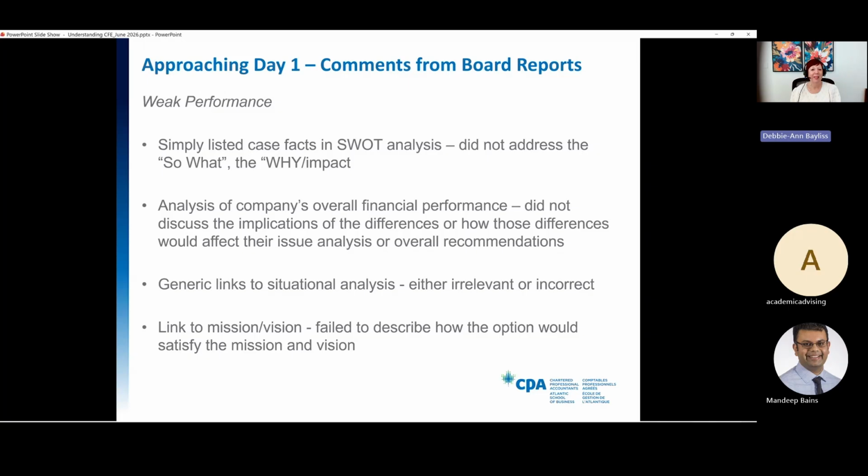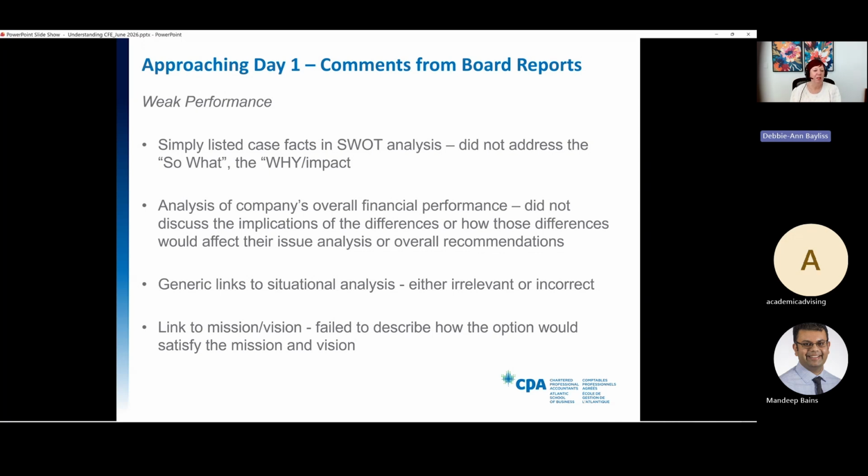Now, I know a lot of candidates say, well, the why and impact is very obvious. Well, what's obvious to you and I might not be obvious to someone else. And also, the marker can only give you credit for what's on the page. When it came to their analysis of the company's overall financial performance, and that's part of your situational analysis, they didn't discuss the implications. So how would that impact the decisions that they're making?